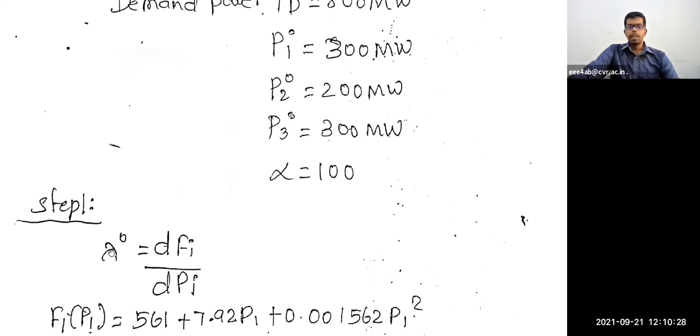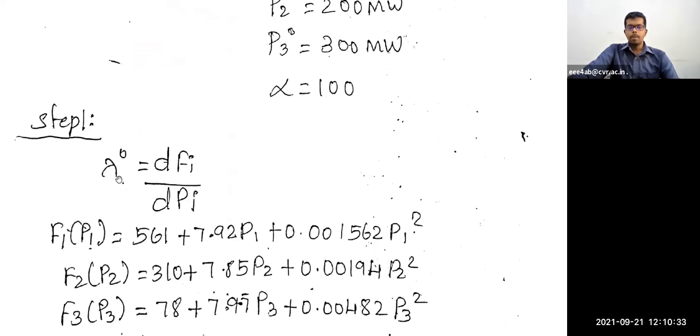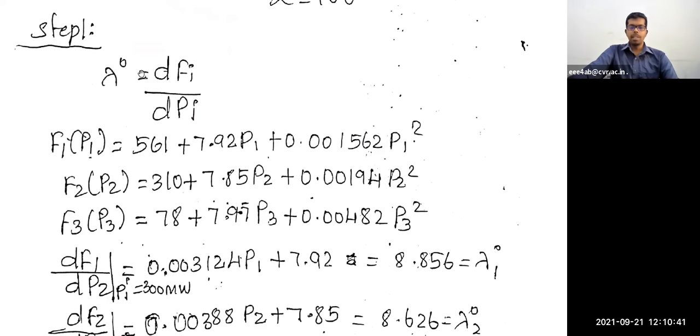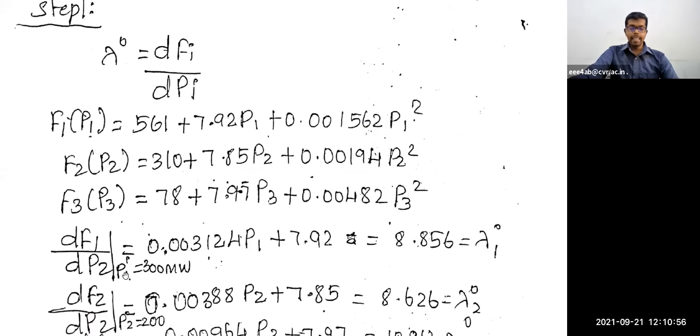Step number 2 is to find out the lambda naught. So what is the formula for lambda i naught? Lambda i naught is equal to dFi divided by dPi by substituting Pi. Summation i is equal to 1 to n. First you substitute i is equal to 1 for the first generating unit, that is dF1 divided by dP1 by taking P1 as 300 megawatt. Here I made a mistake.